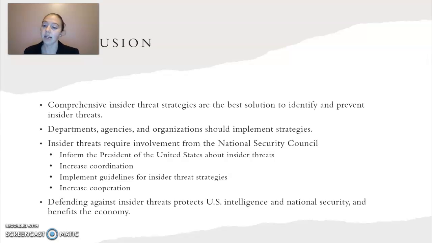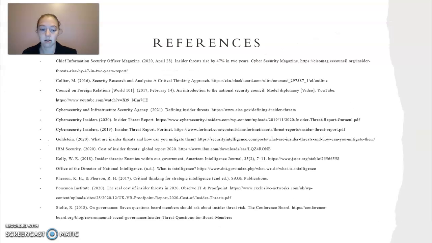And defending against insider threats protects U.S. intelligence and national security, and it benefits the economy. So it should be of the utmost importance to the U.S. government.